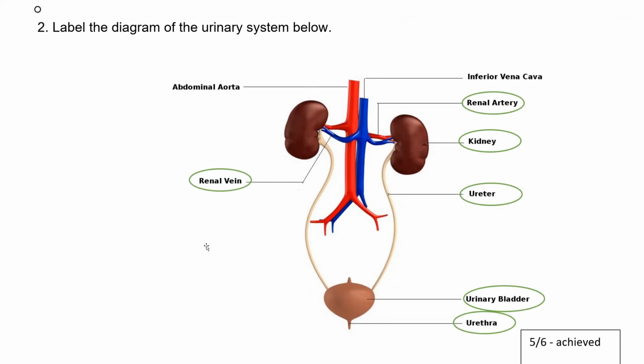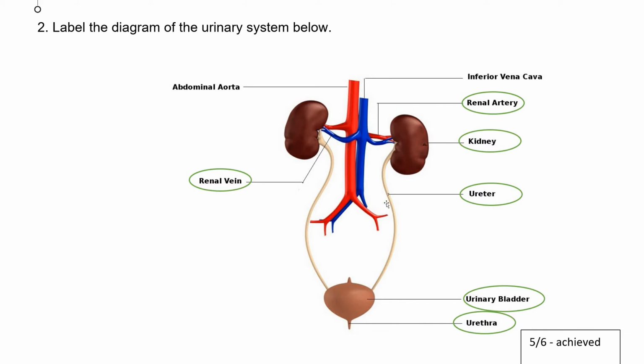Okay, label your thing. Here's a diagram of the excretory system or the urinary system. Let's have a look at it. Got some major blood vessels here. This big red thing, this big blue thing. Big red thing is the aorta. Big blue thing is the vena cava. Don't confuse them with the renal artery and the renal vein. Renal artery goes to the kidney. Renal vein comes back from the kidney.